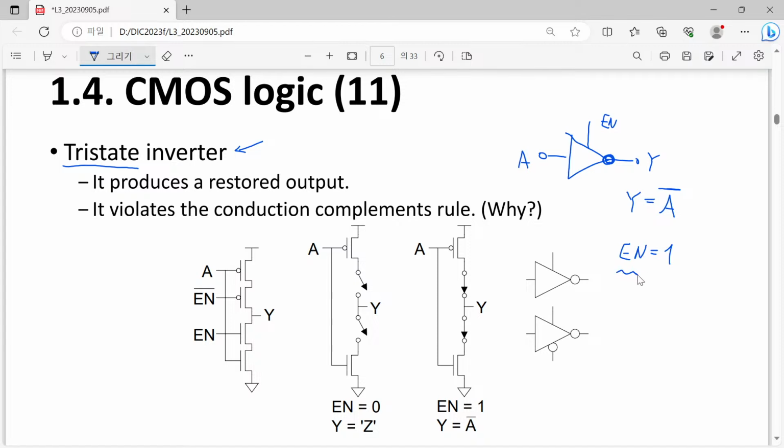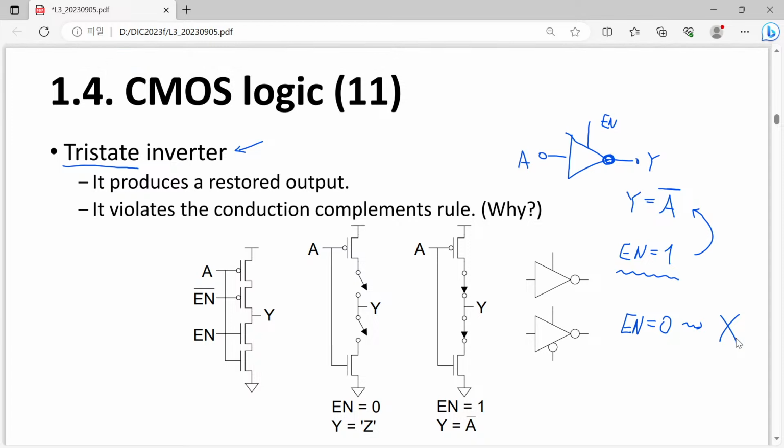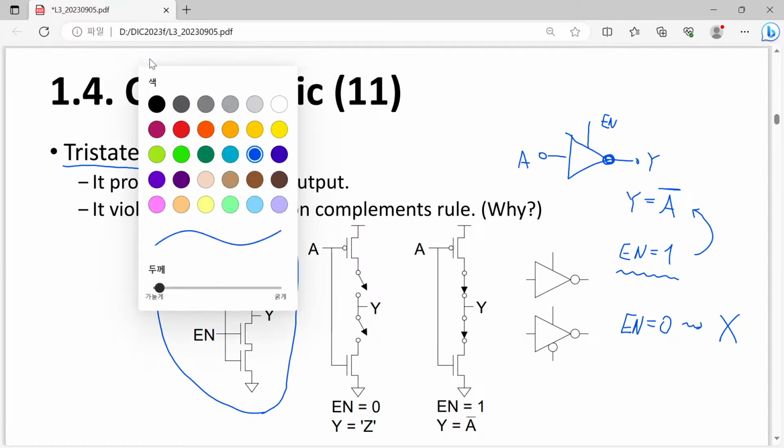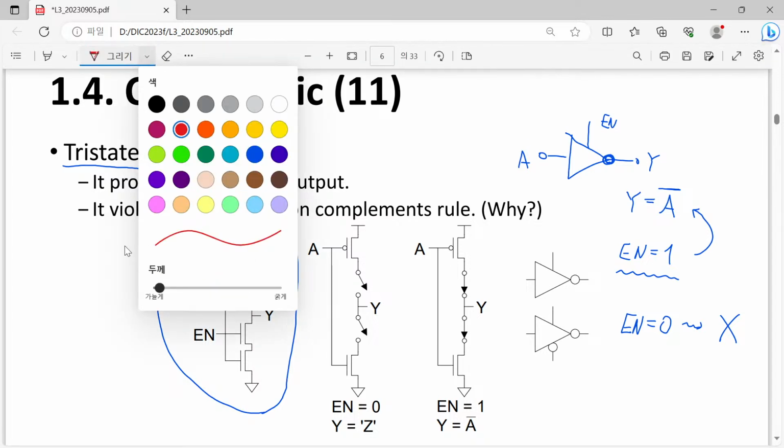When the enable signal is 1, it just acts like a normal inverter. And only when the enable signal becomes 0, then it acts as just a disconnected line. Then how can we do that? If we think about it this way, then you can understand this is a good solution. So please have a look at this case, enable equal to 1. Now we must have just a normal CMOS inverter.